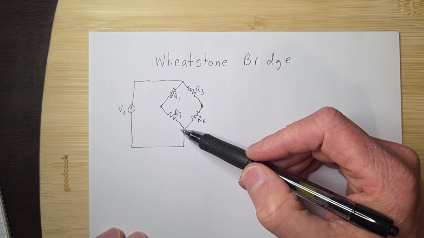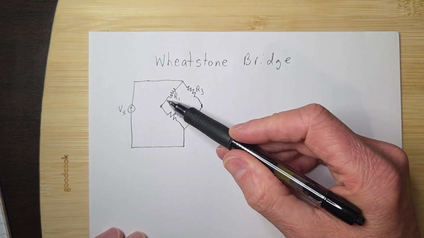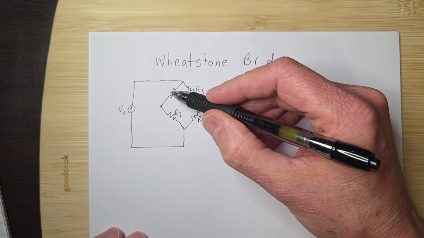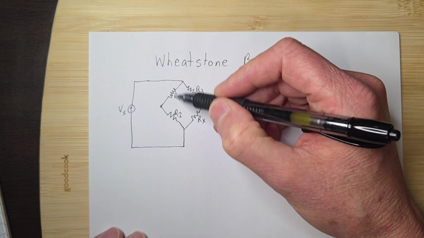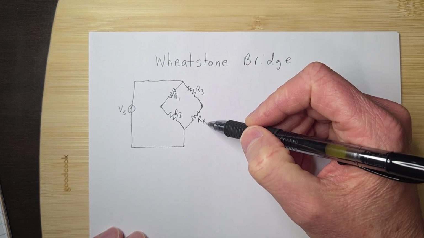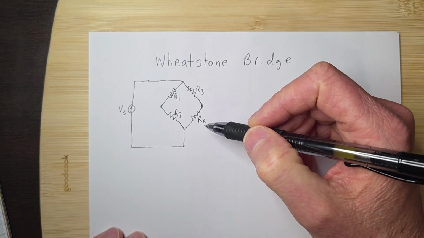So as long as you know these two resistors here, or these two, it depends on the ratio of the resistors, but as long as you know some of the resistors, you can easily calculate RX or measure it.